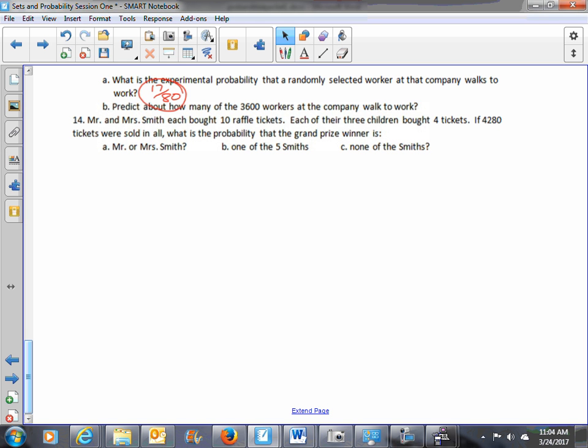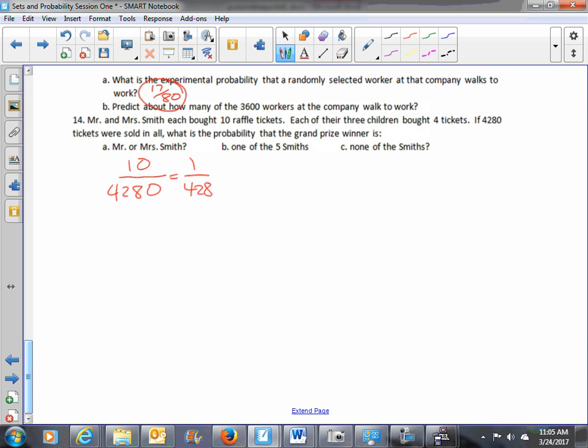So Mr. and Mrs. Smith bought 10 raffle tickets. So they have 10 chances to win the raffle out of the 4,280 tickets sold. So it would be 10 over 4,280, which simplifies to 1 over 428.